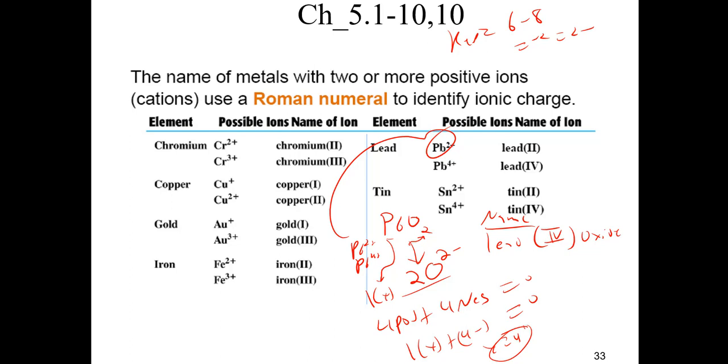Please keep in mind that you have to do this reverse charge balancing. That's the only way you can get the proper answer. A lot of people will try to use the cheat rules in reverse, and that won't work, because if you use the cheat rules in reverse, you would end up with a Pb2+, and that's the wrong cation. So you have to use this method in order to figure out what the stock number is.